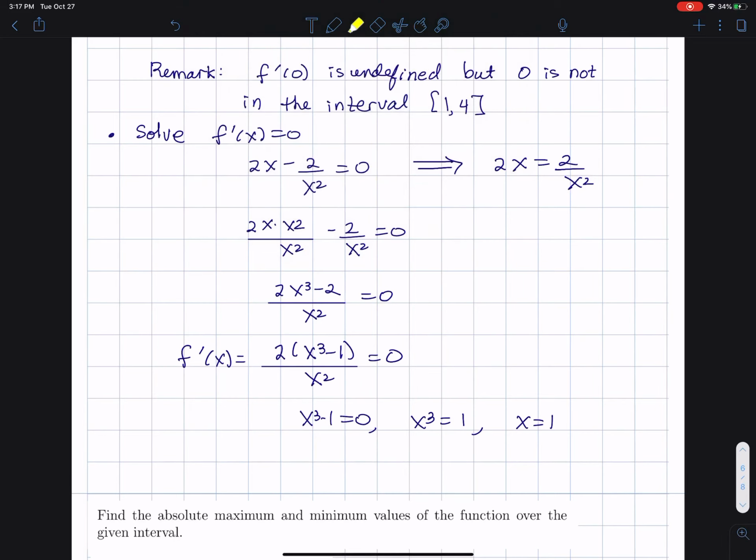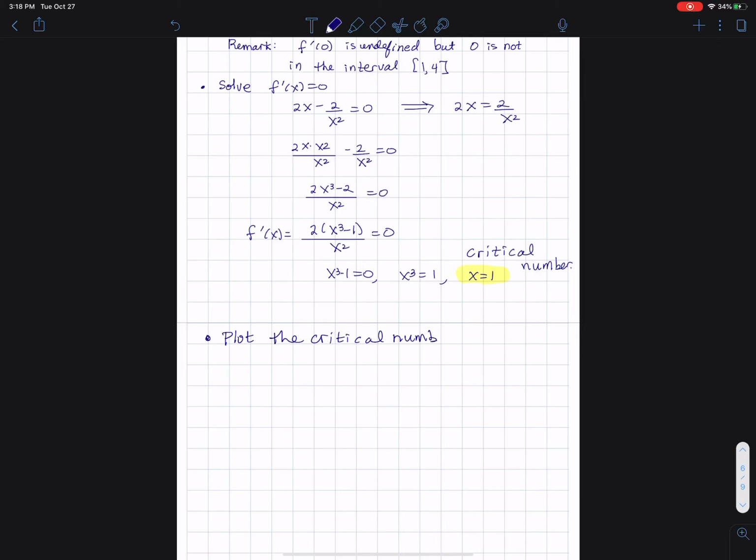Well, anyway, the next step is we're going to plot points. Plot the critical numbers and the endpoints.